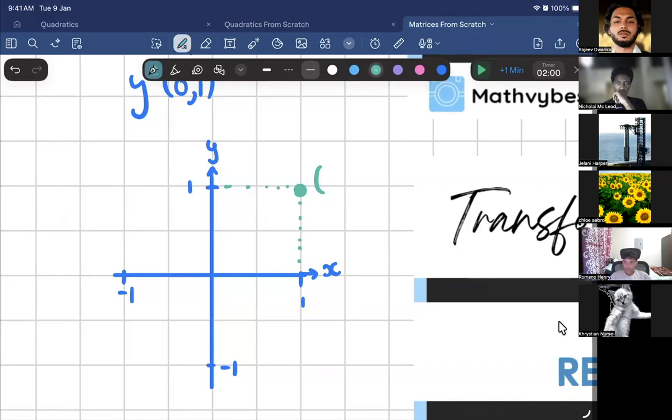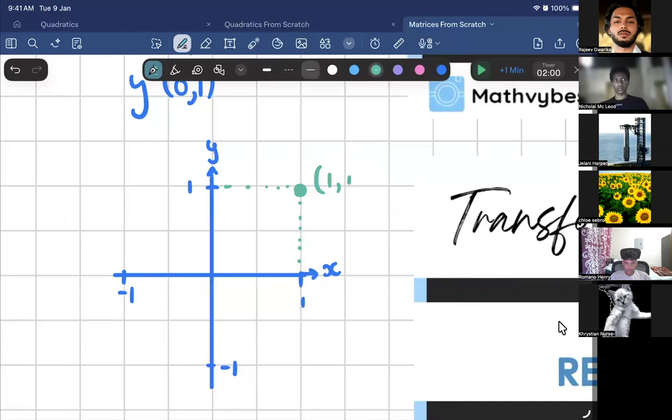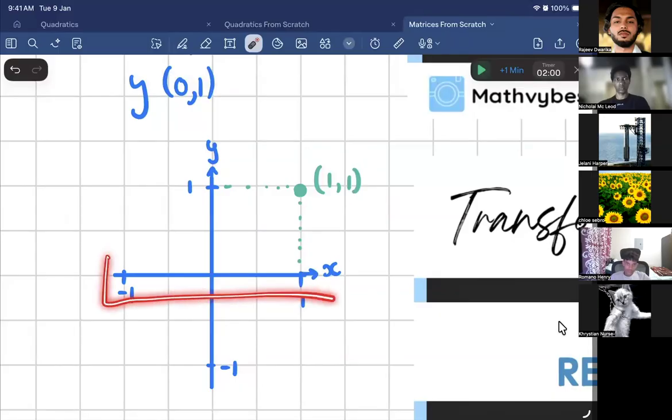So a point is made up of an x value and a y value. So x comma y. What is the x value? 1. And what's the y value? 1. What's the point? 1, 1. If you reflect that about the x-axis, where would you end up? Imagine you take a mirror and put it over here. Wouldn't it be reflected here?